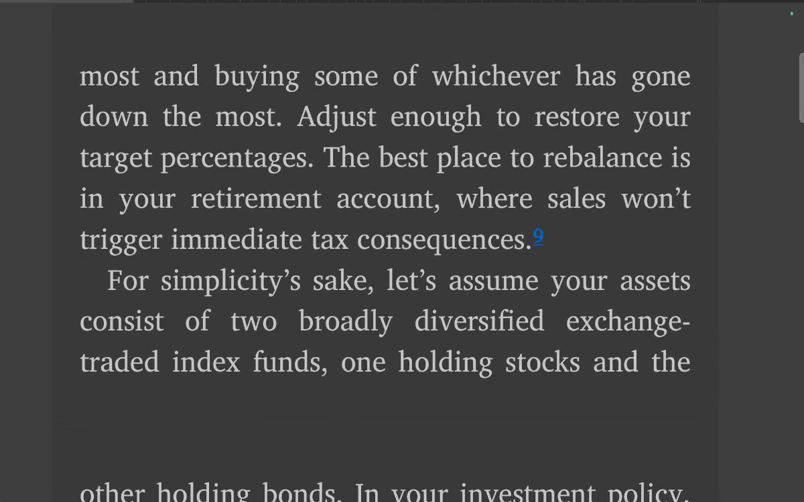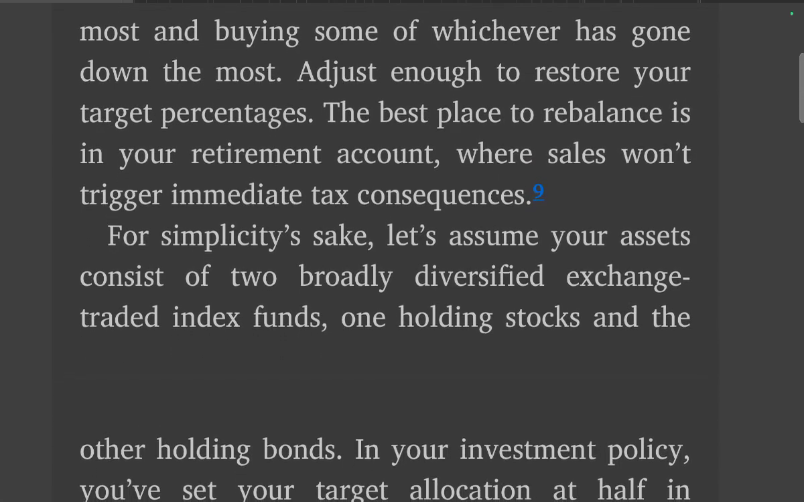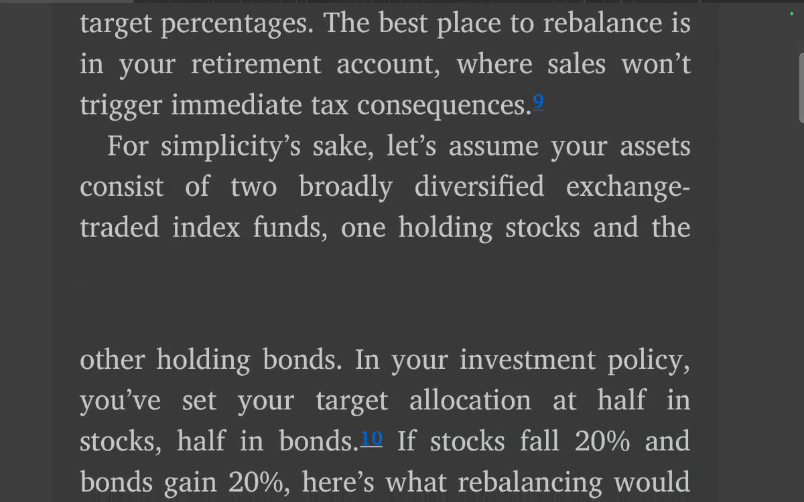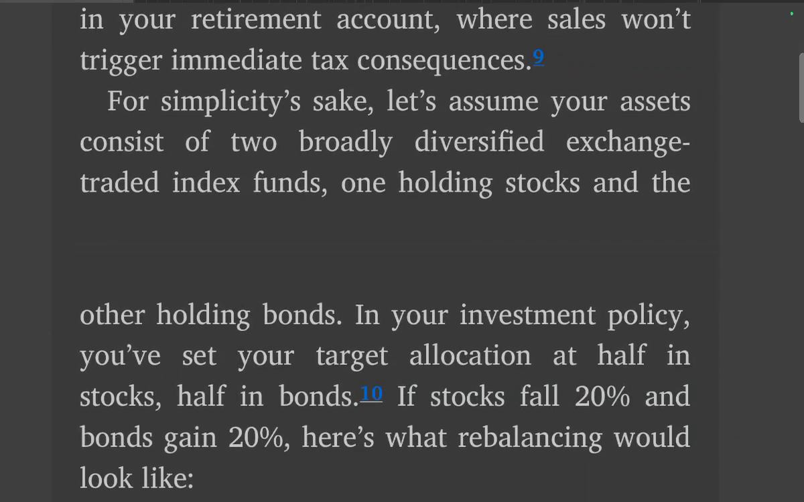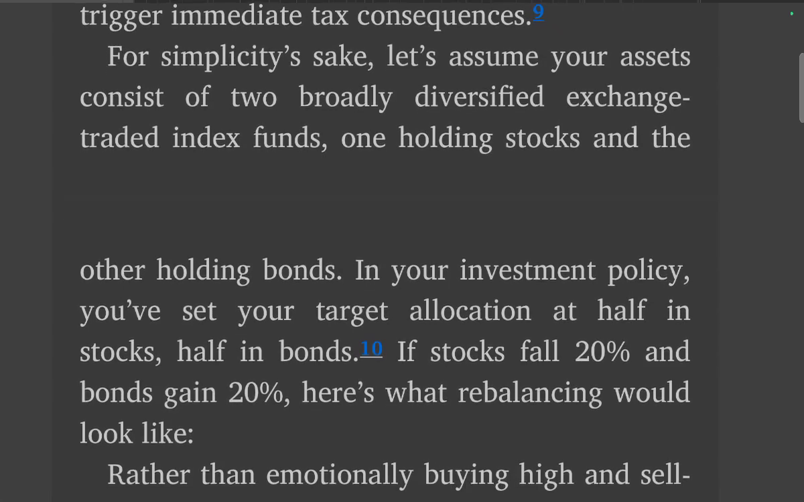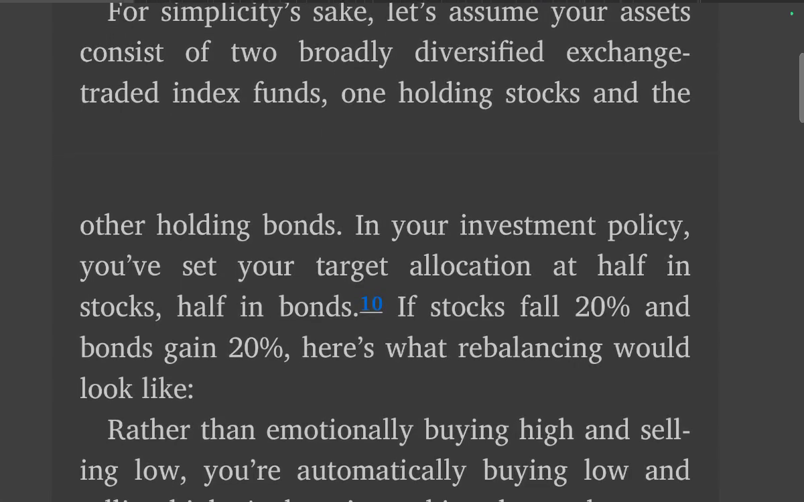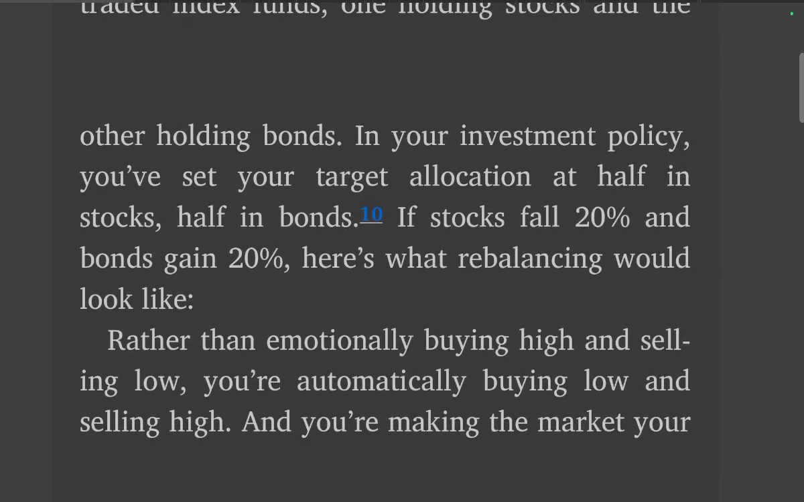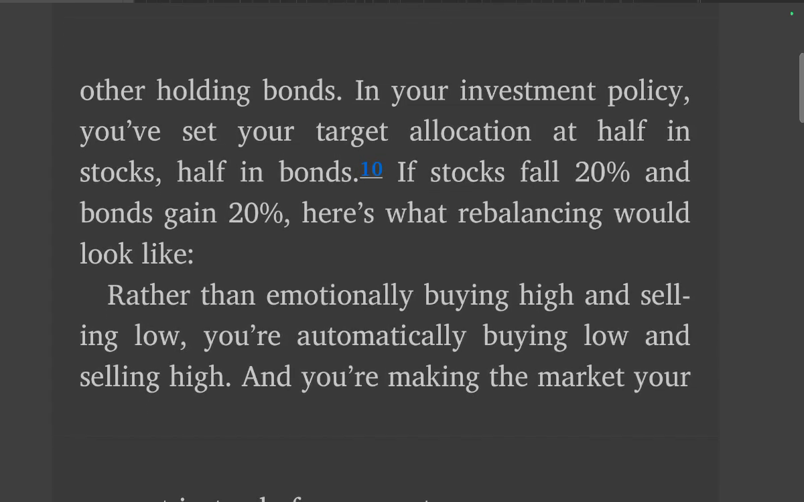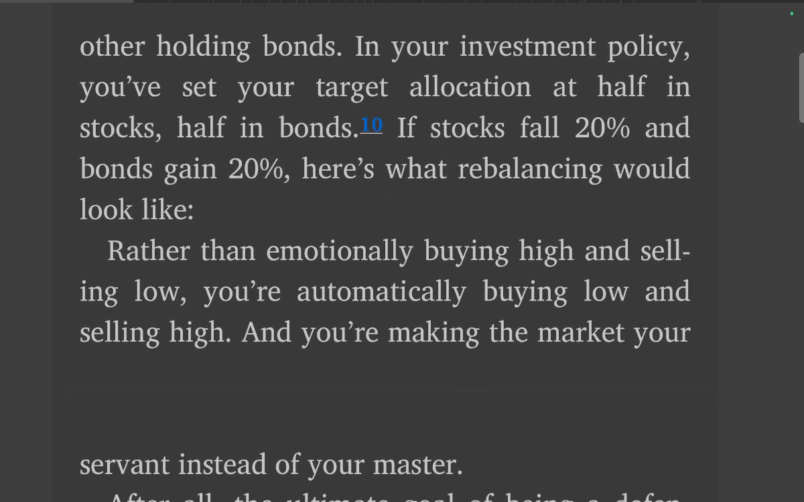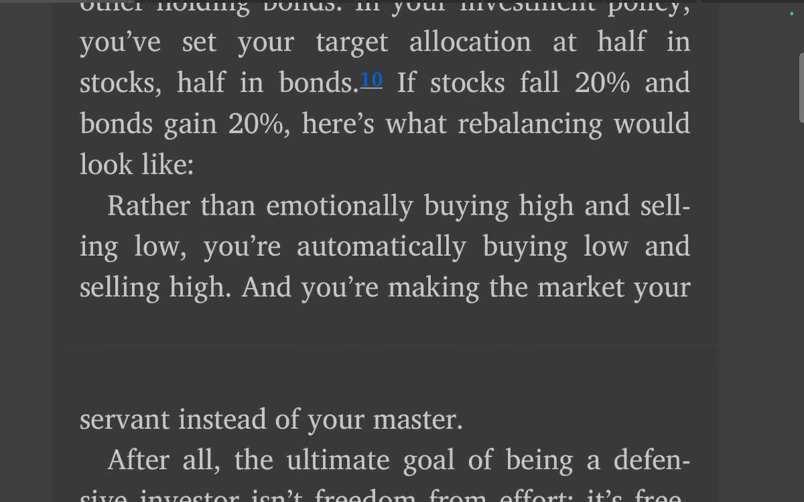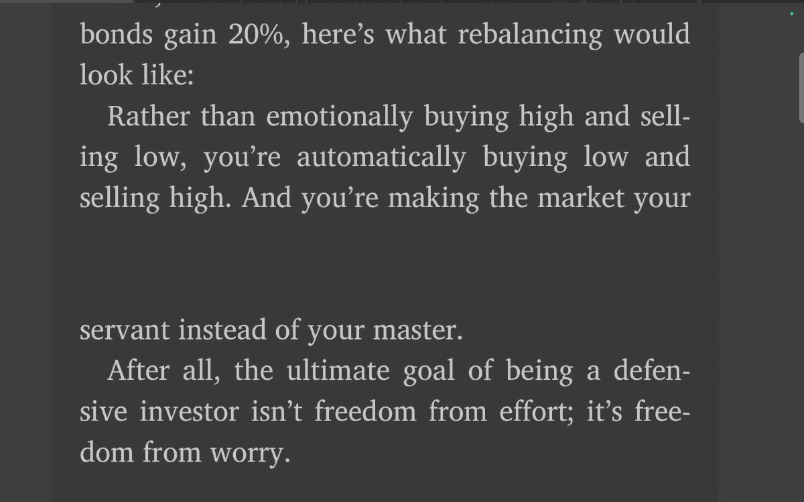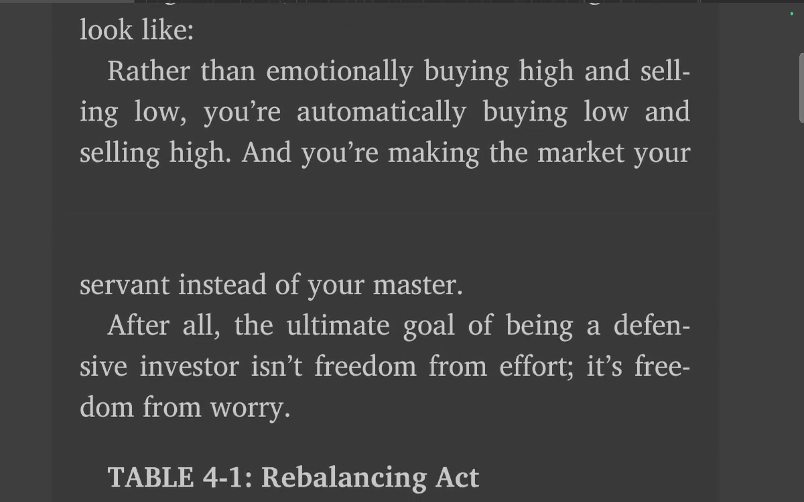For simplicity's sake, let's assume your assets consist of two broadly diversified exchange-traded index funds, one holding stocks and the other holding bonds. In your investment policy, you set your target allocation at half in stocks, half in bonds, and if the stocks fall 20% and bonds gain, say, 20%, here is what rebalancing could look like. Rather than emotionally buying high and selling low, you automatically buy low and sell high. And you are making the market your servant instead of your master.